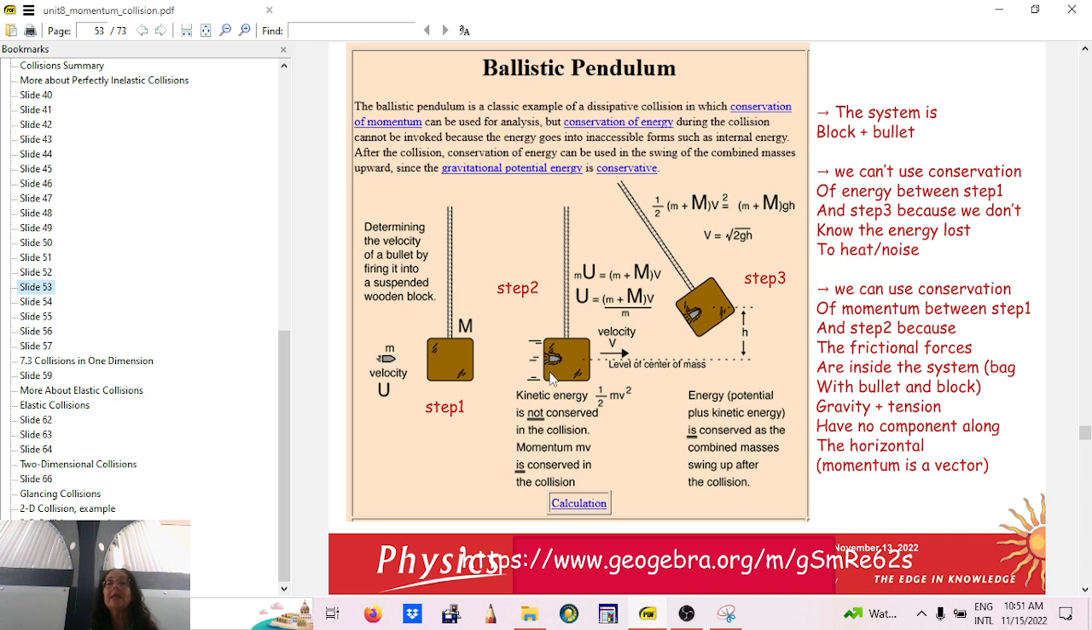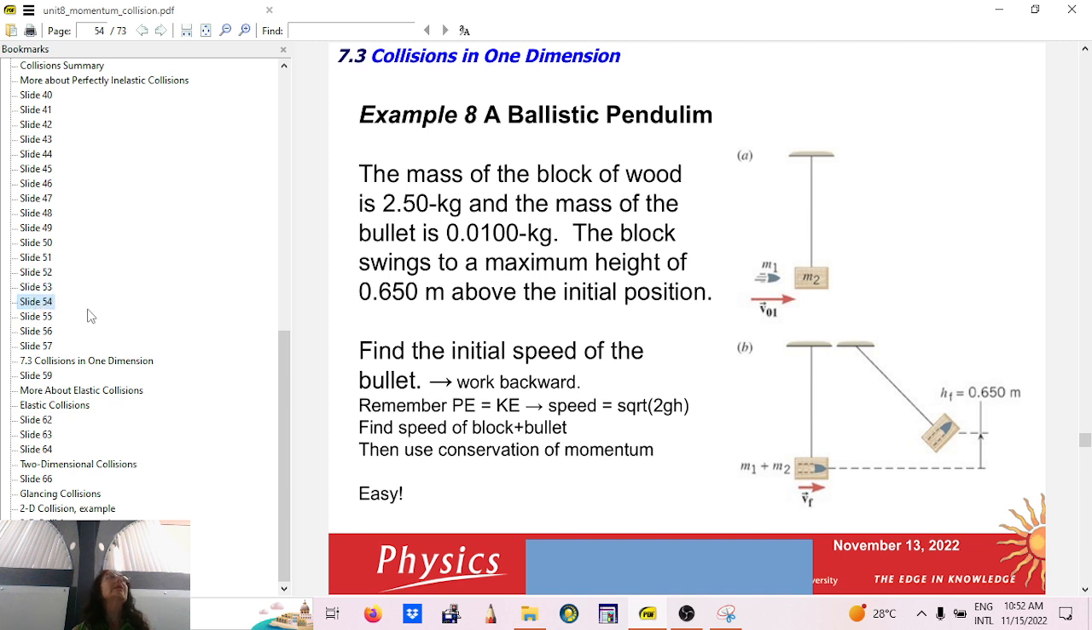So from here to there, you cannot use conservation of energy. You can always use conservation of momentum. And then from here to there, it's not a collision anymore. It's not I push you, then you push me. So there is no exchange in momentum here. From here to there, yes, you can use conservation of energy because all that kinetic energy goes into potential energy. Is that clear? So it's a three steps problem.